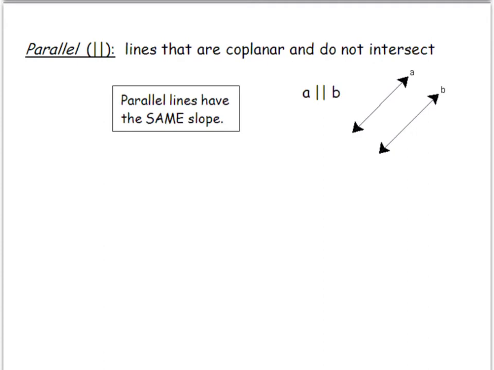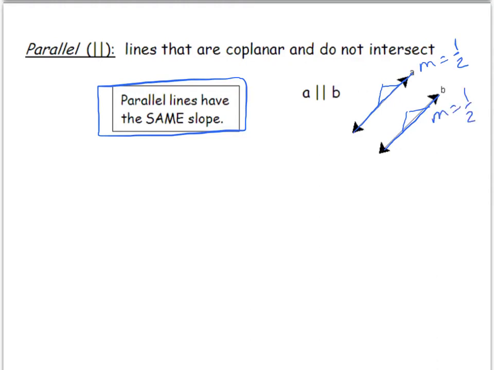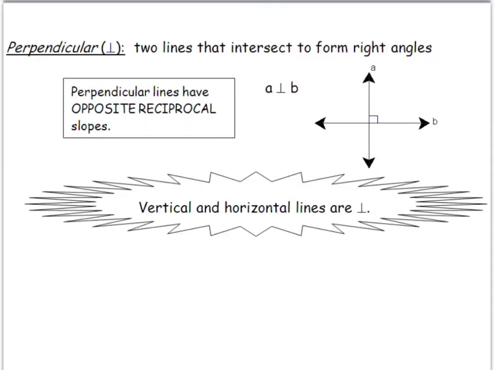That means as this line A rises, B also rises the same amount. Otherwise, we end up running into each other. So the rise and the run have to be exactly the same. Otherwise, we end up crossing each other, and then we wouldn't be parallel lines. So the thing that we want to remember on this slide, parallel lines have the exact same slope. So if this line has a slope of 1/2, then this line would also have to have a slope of 1/2. Nice.